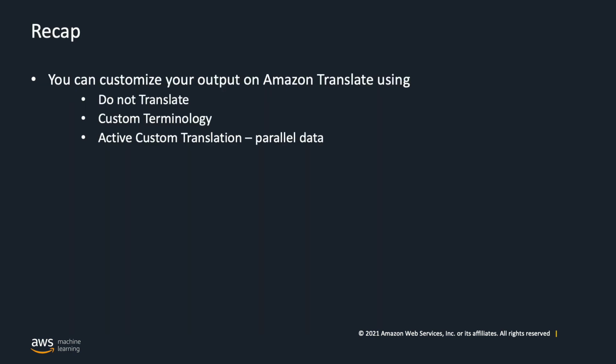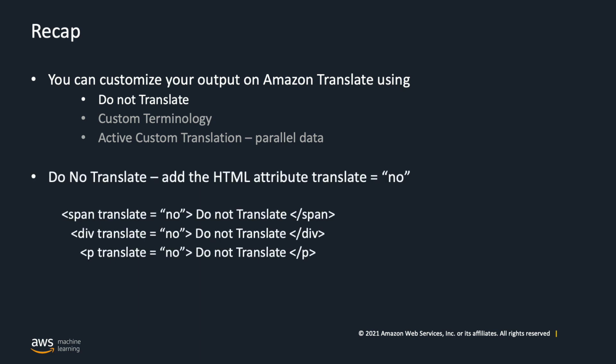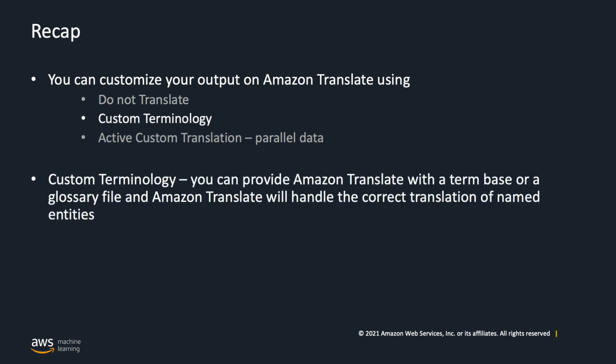Now we are ready to wrap up episode 3. We learned that you can customize your machine translation using Do Not Translate, custom terminology, and active custom translation. Use Do Not Translate for quotes, codes, and unique identifiers. Add the HTML attribute translate equal to no and tag the content to not get translated. Use custom terminology for named entities.